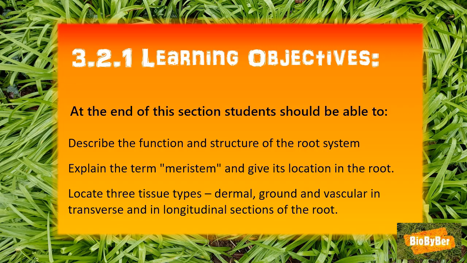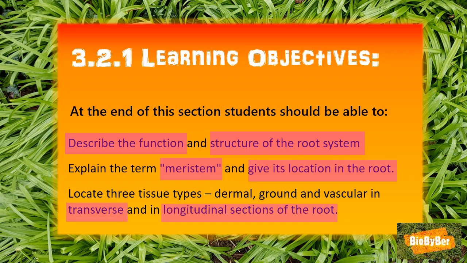What does this actually mean? What are we trying to learn? Well, you have to be able to describe the functions and types of roots. You have to explain the term meristem and be able to give its location in the root. You also have to be able to draw transverse sections or cross sections and a longitudinal section of the root and mark in the position of the 3 tissue types, dermal, ground and vascular.